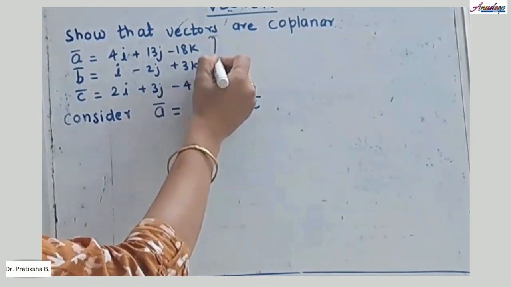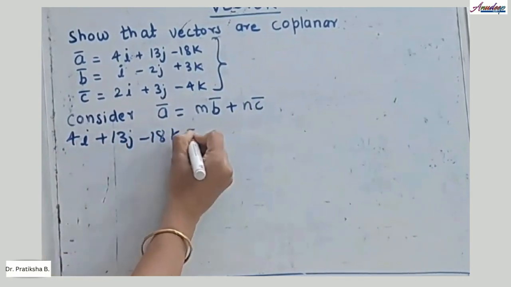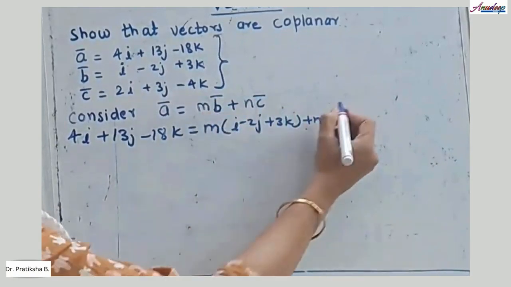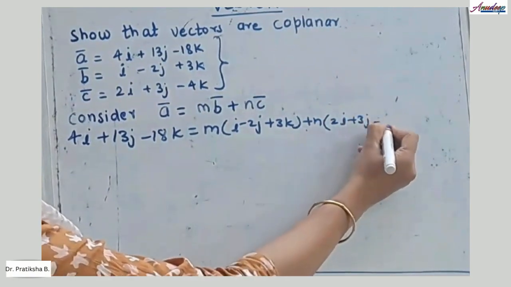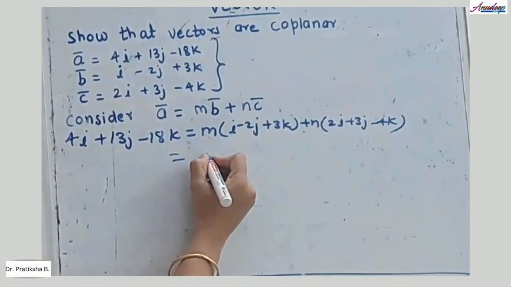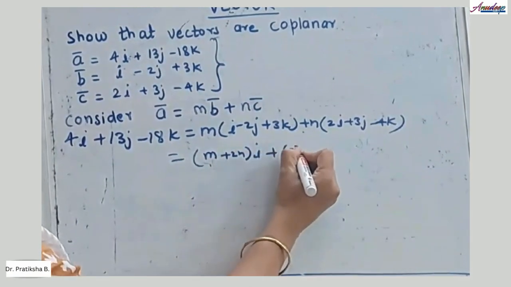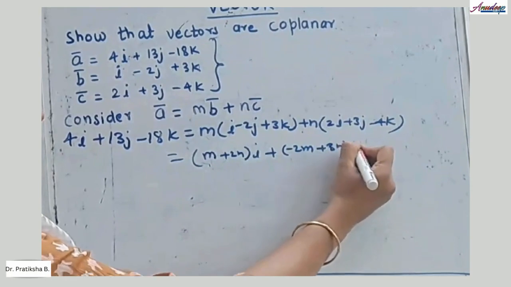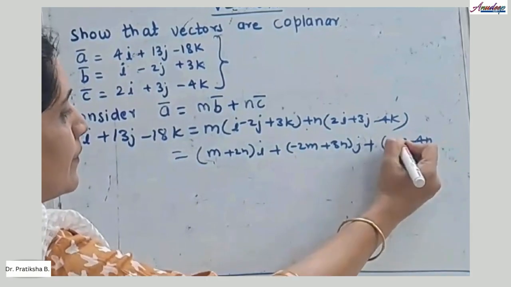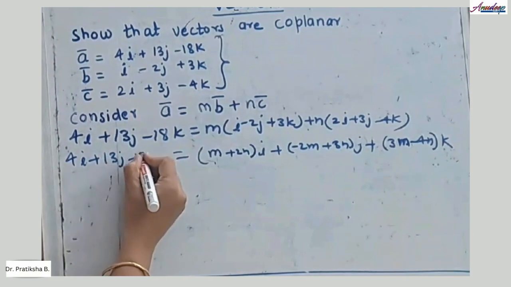Let us substitute the values given in the problem. So vector a, 4i plus 13j minus 18k, is equal to m into (i minus 2j plus 3k) plus n into (2i plus 3j minus 4k). Gathering the coefficients of i, j, k, on the right hand side I am getting (m plus 2n) into i plus (minus 2m plus 3n) into j plus (3m minus 4n) into k, and on the left hand side we have 4i plus 13j minus 18k.